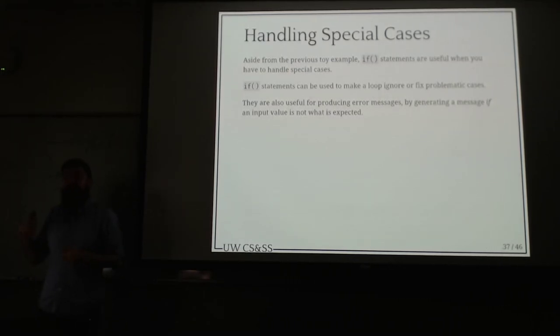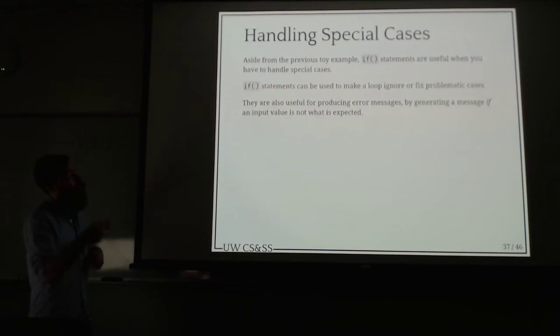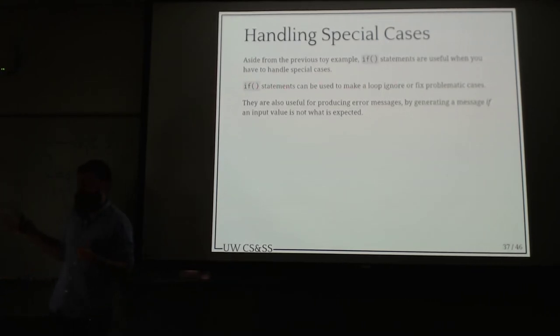You can throw an if statement in there that catches those things. Let's say you have a statement that won't work for some NAs, but you can't drop those NA observations. You can say, just don't do anything for the NAs, but then do this numeric operation for everything else, right? It's kind of like an NA omit in your loop. So if statements can be used to make a loop ignore things or fix particular cases.